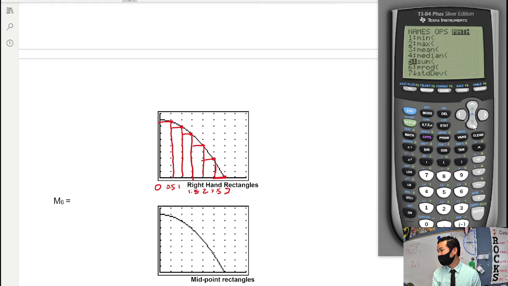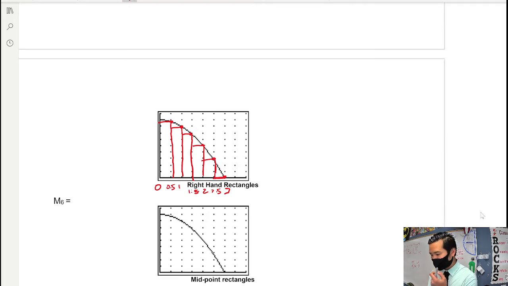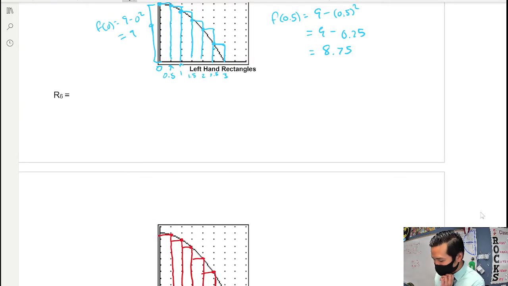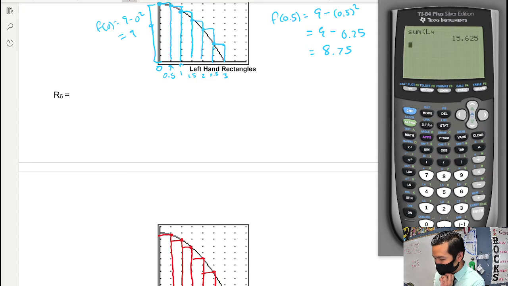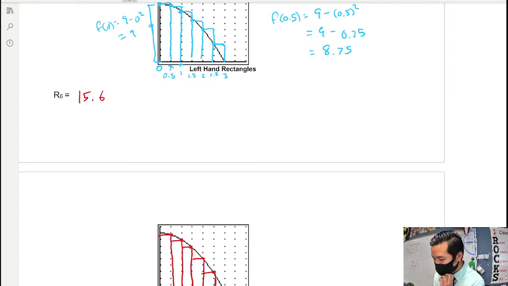How come mine just stays? If we do enough problems, I think it'll stay. L4. So do second 4. So we want to sum it all up. And what do I get? 15.625.